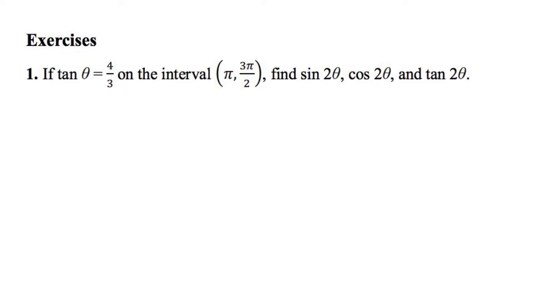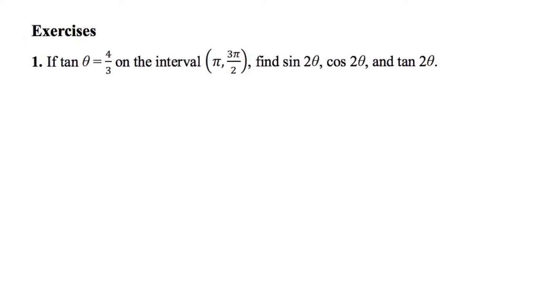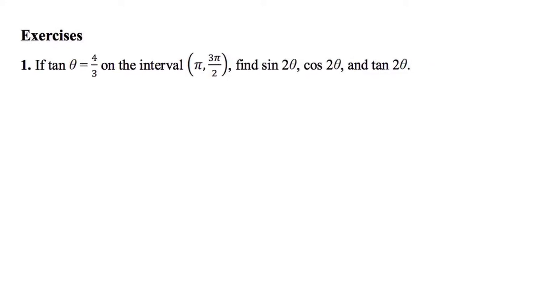Okay, so for this problem, we've got tan theta is equivalent to 4/3. I'm going to go ahead and make this smaller, fix the background so I can fit more onto this. So what we see is we've got 4/3 is our tan theta, and it says it's on the interval from pi to 3 pi over 2. This is important because it tells you what will be positive and what will be negative.